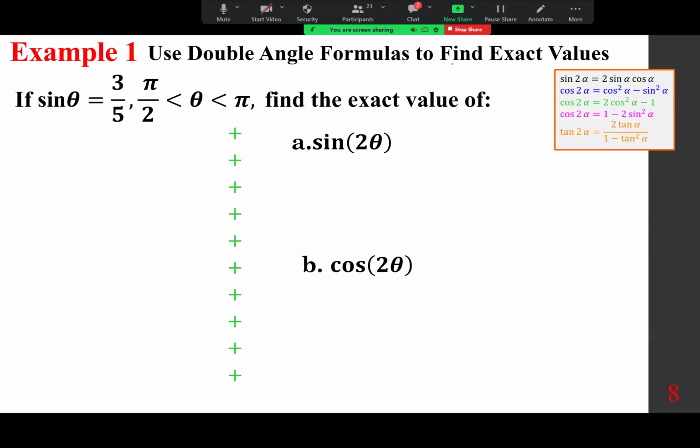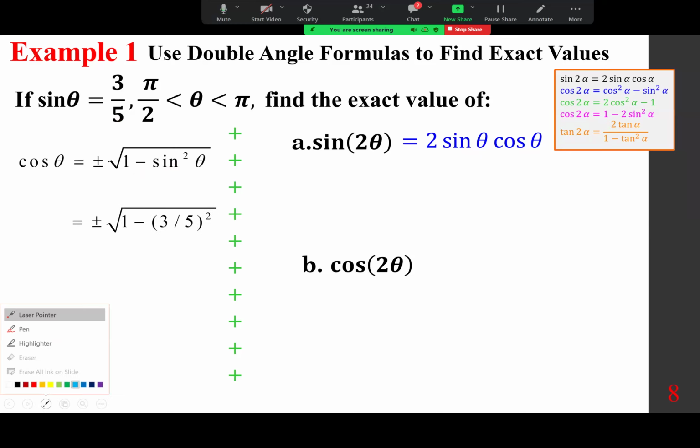Use double angle formula to find the exact values. If sine theta is 3 over 5, and theta is between pi over 2 and pi, which puts it in the second quadrant, find the exact value for sine 2 theta, cosine 2 theta, and so forth. So, for example, sine 2 theta, we know is 2 sine theta cosine theta, which means I have the sine theta, I need to find cosine theta. I'm going to go with the Pythagorean identity and say cosine is plus minus square root of 1 minus sine squared, and plug in 3 over 5 here.